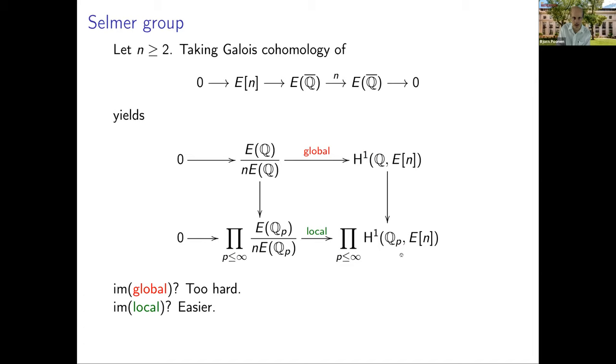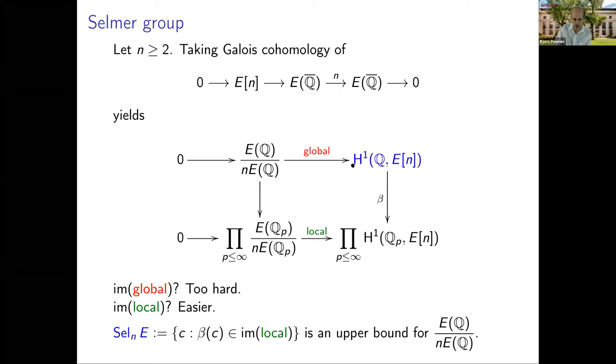So here's the idea now. We want to know, in this group, what are the things that actually are in the global image? But that's too hard to test. So what we're going to do is look at this map and ask: we can't test whether it's globally in the image, but when you map down here, is it locally in the image? That gives you a condition because of the commutativity of this diagram.